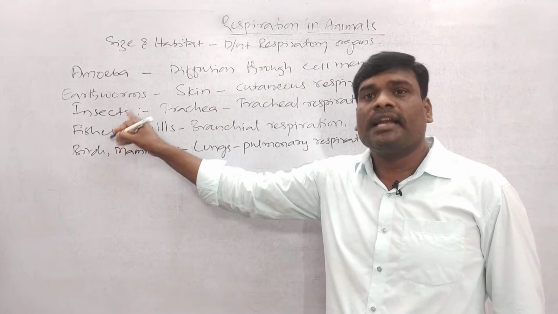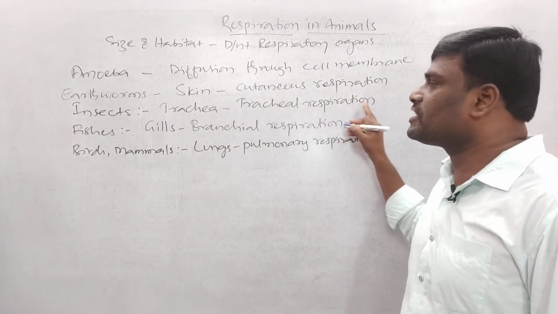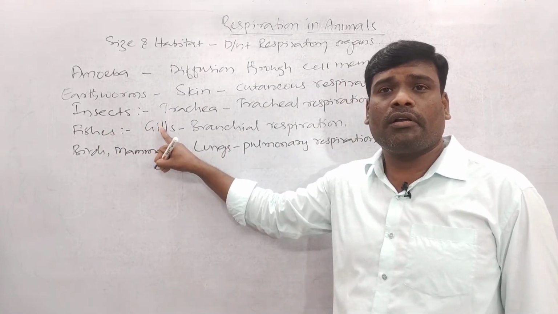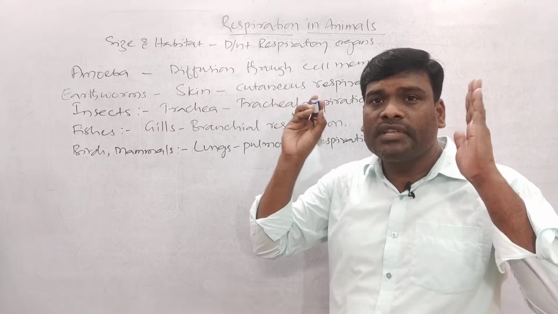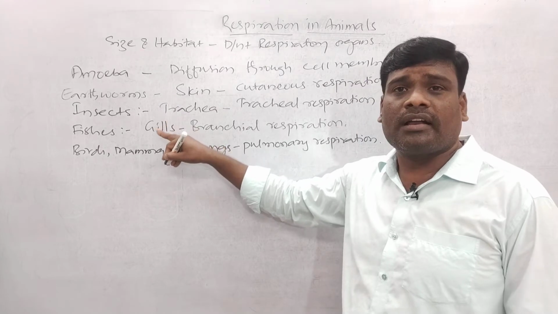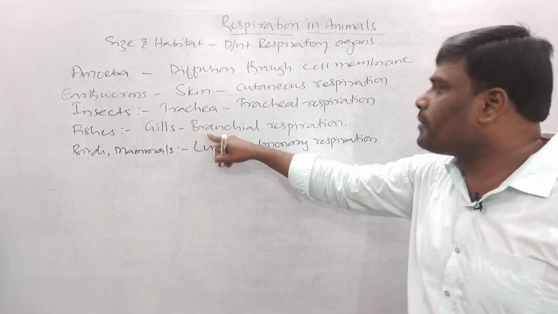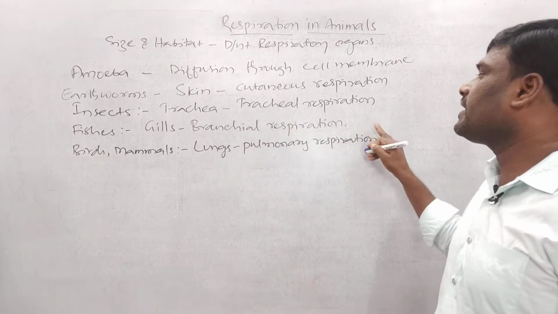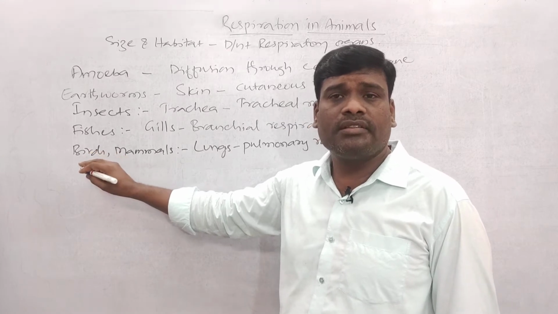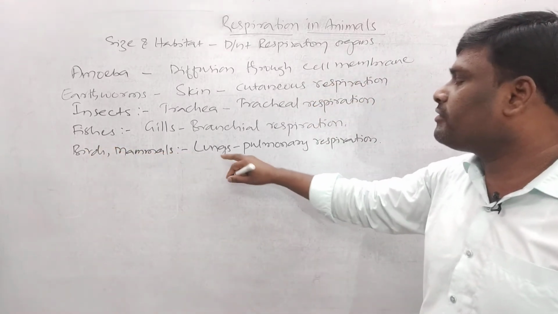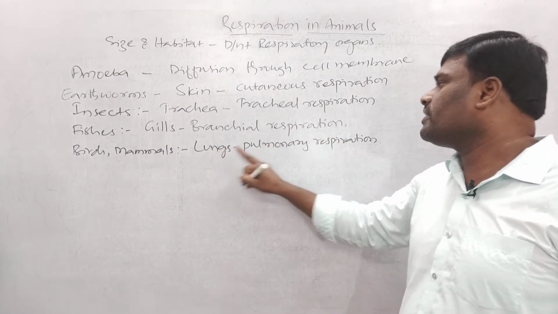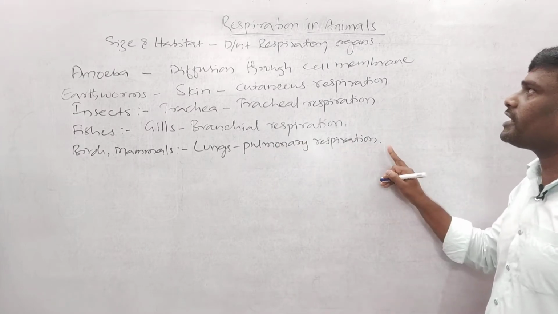And in insects, tracheal respiration is seen. And in fishes, gills are the special organs present on either side of the head, children. If the respiration occurs with the help of gills, we call it branchial respiration. And in higher animals such as birds, mammals and amphibians, children, they respire with the help of lungs, and respiration carried out by the lungs is called pulmonary respiration.